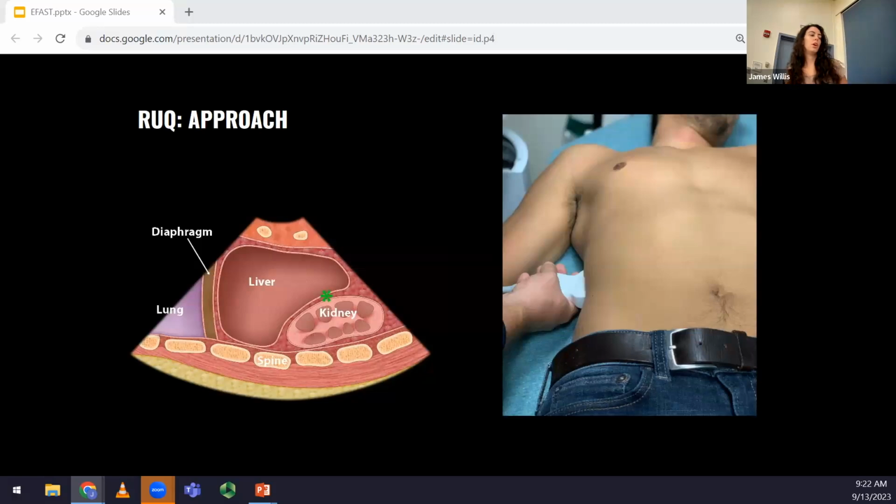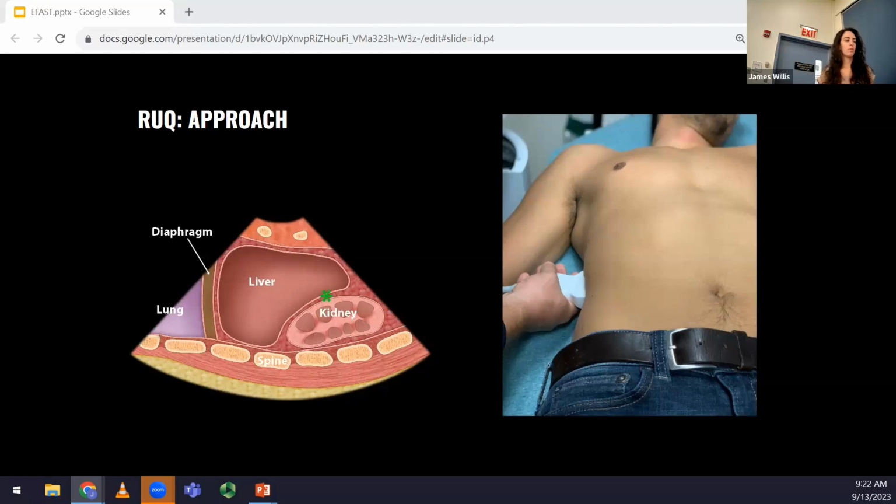So we'll go through each view one by one. This is a little schematic of the anatomy that you're working with. I like having this image because I think it can give you an idea of the specific anatomy you're looking at, and so what adjustments you might need to make if you're not getting the image you want.